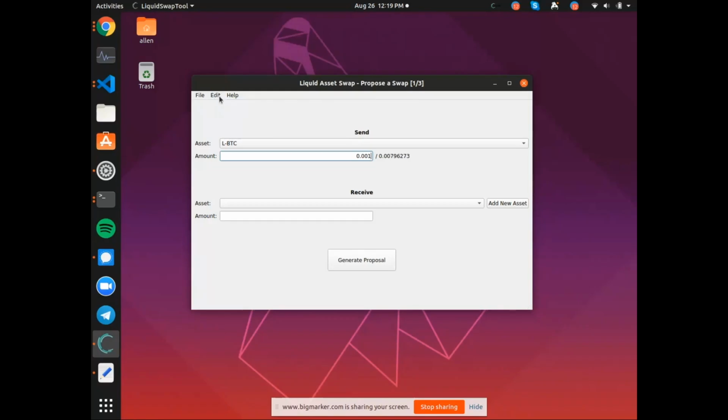So first thing I'm going to do is start the swap. I started the asset swap tool. It already knows how to find the node out of the box. If I had any custom configurations here, I could actually change this as well. As I mentioned, you can change the authentication. Maybe you have a custom setup for your node, but it is going to work with Elements out of the box by default. So I'm going to go in here. I'm going to set 0.001 Bitcoin. I want to receive Tether.